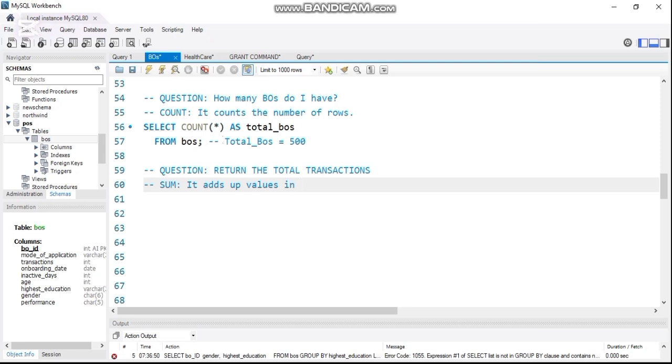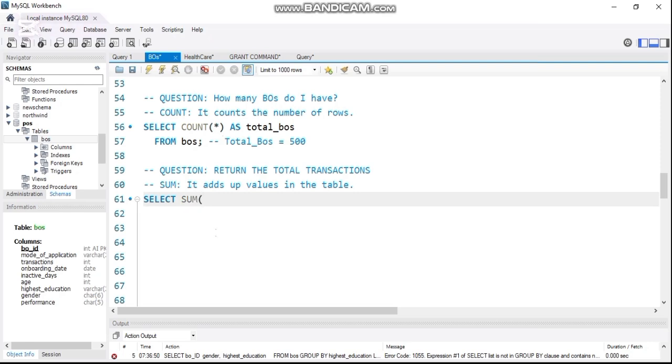So I said sum adds up values in the table. It lets you know the total salary. It lets you know the total transactions. It lets you know everything you want to know in a value. So I'll be running a query that will show the total transaction of all my 500 BOs.